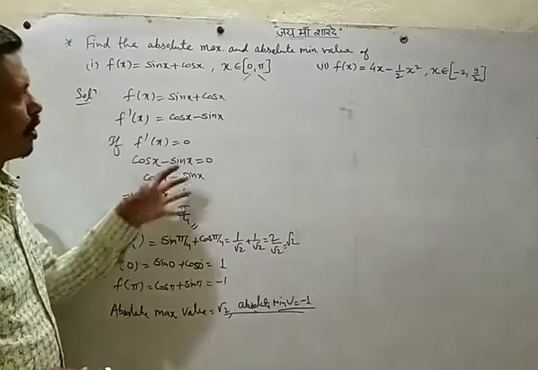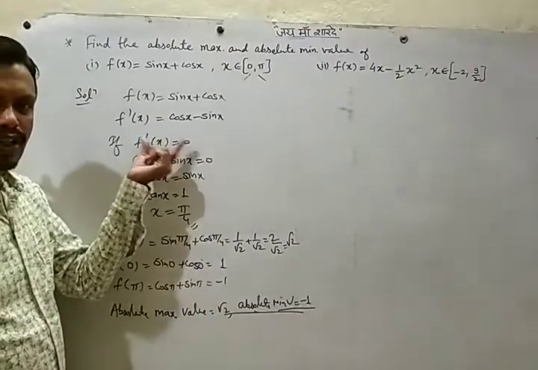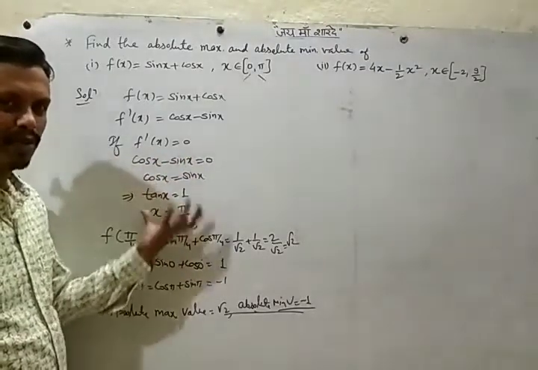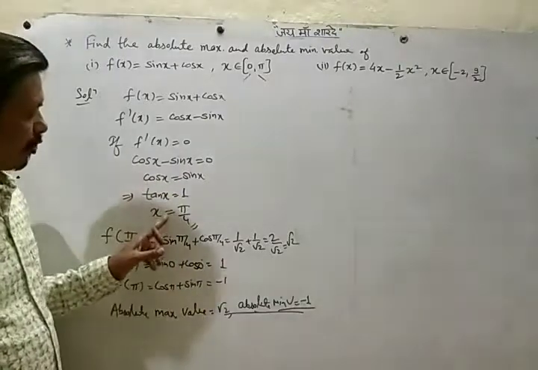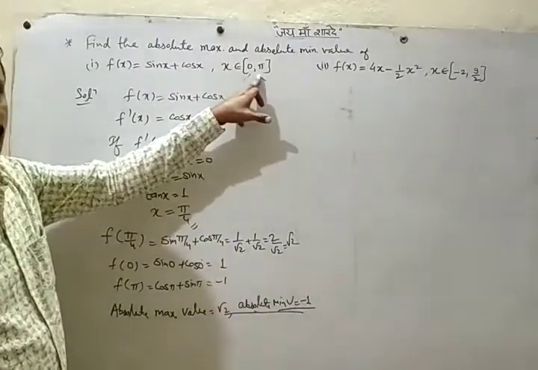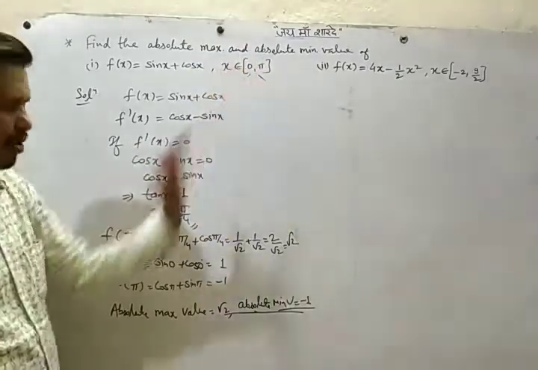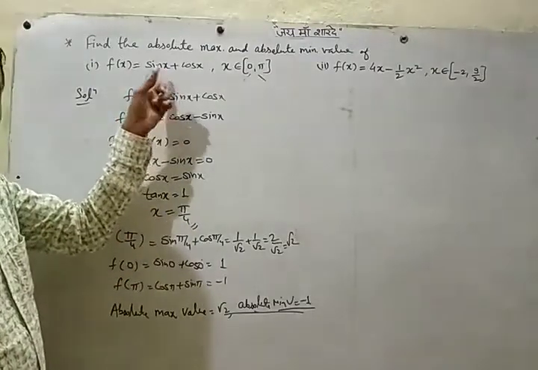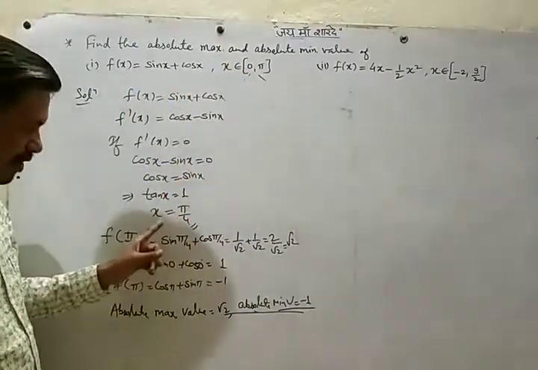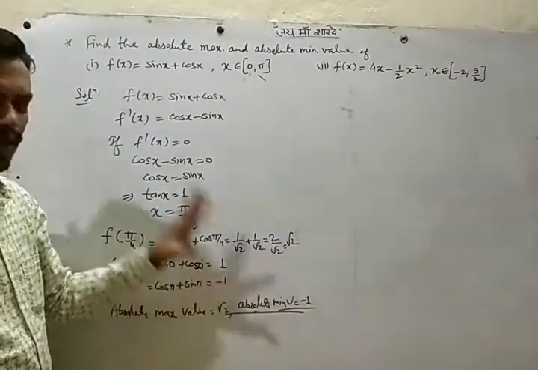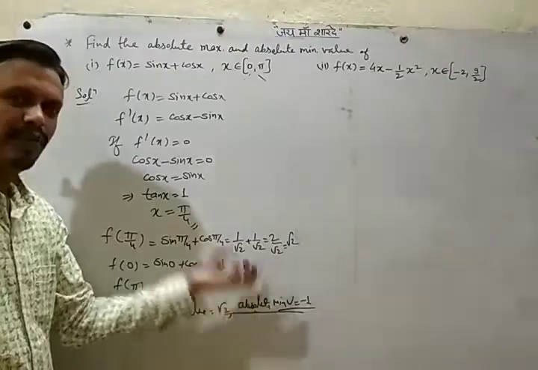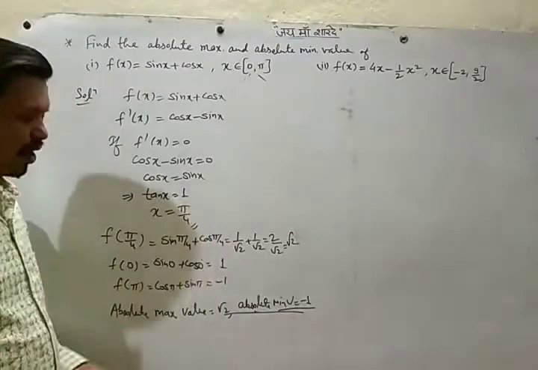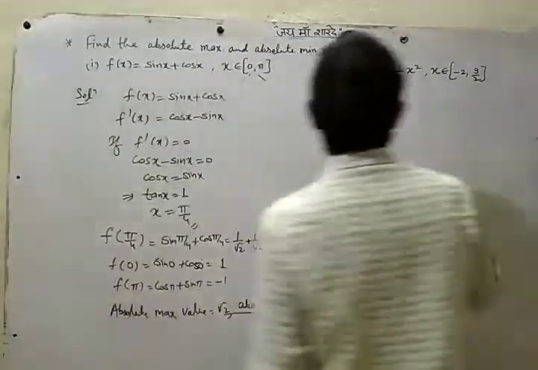So what are the steps? First find the first derivative of the function, then find critical points, meaning put the derivative equal to 0 and solve the equation. You have to find x between the interval values. Maybe one value, maybe two, maybe three, depending on the given function and interval. Then we find values of the function at the ends of the interval and at critical points. Then we see the maximum and minimum value. The maximum value will be our absolute maximum value, and the minimum value will be the absolute minimum value.